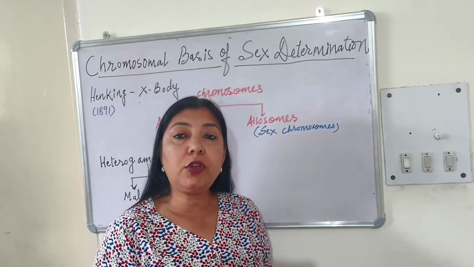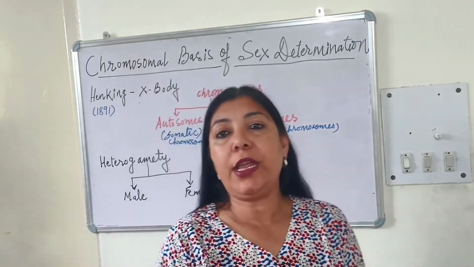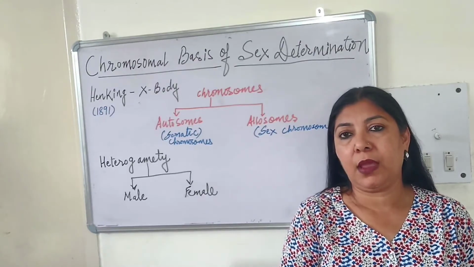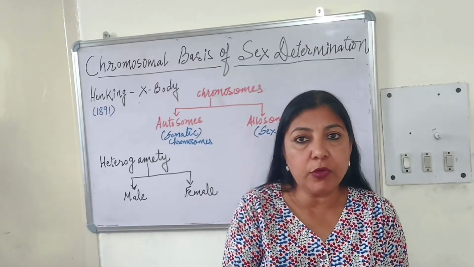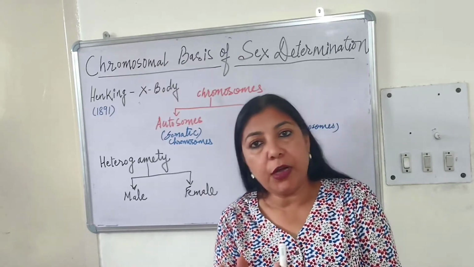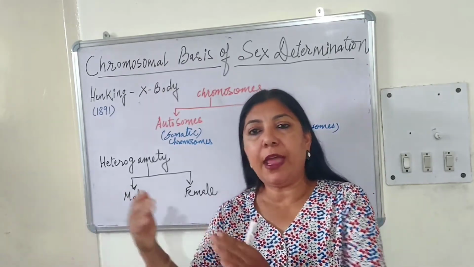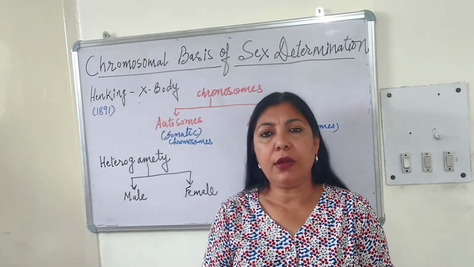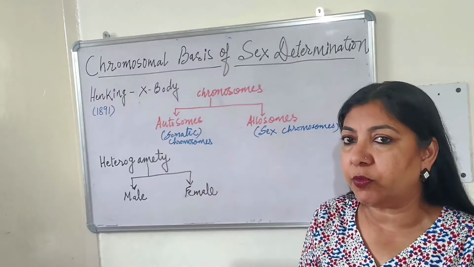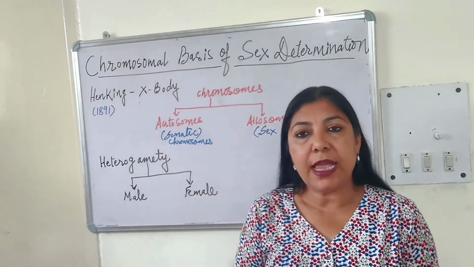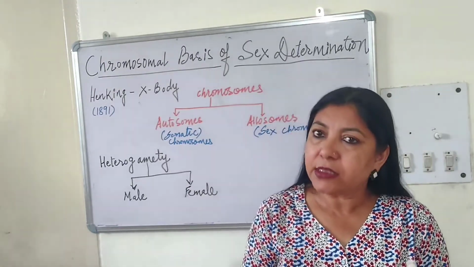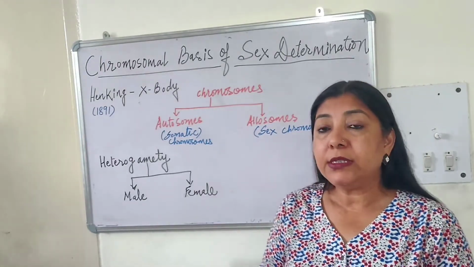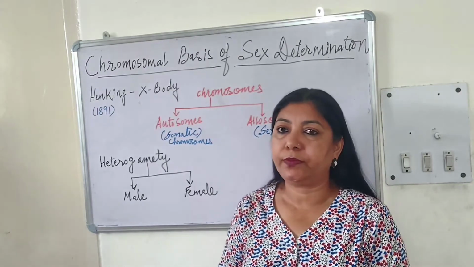Later on, it was observed that these X bodies are nothing but a different type of chromosome. And when this type of chromosome was there, the sperms produced a different type of organism when they fertilized the egg. Later on, this was considered the sex chromosome, and that sex chromosome was named X. In this way, the concept of sex chromosome came to light.